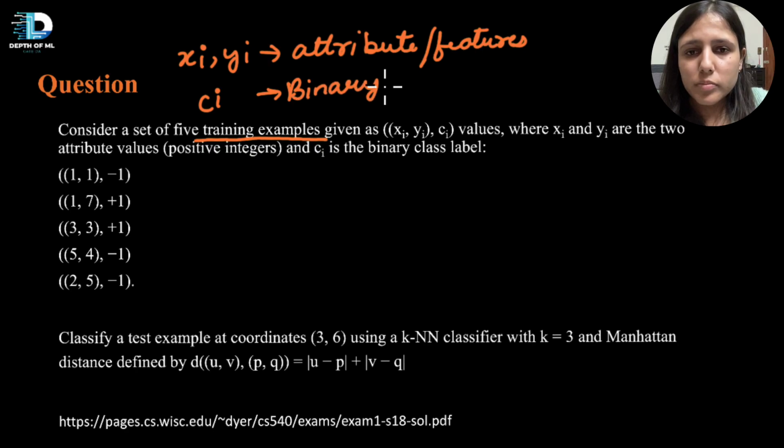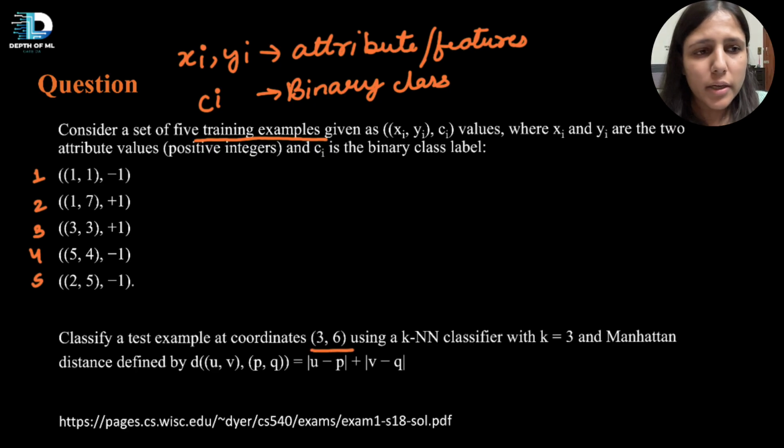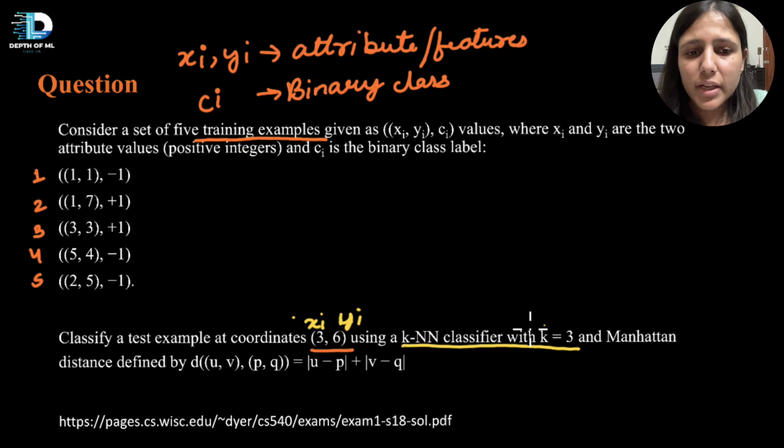Okay, let's look at the points. So this is the first point, this is the second point, this is the third point, fourth and fifth point. So xi is 1 here, yi is 1, and the class label ci is -1. Similarly, they have given us 5 data points. What they are asking is classify a test example at coordinate 3, 6. So they are saying that the test point is 3, 6, and we have to use a KNN classifier where k is equal to 3.